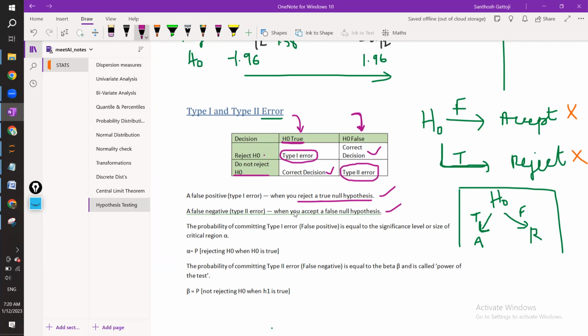Yes, okay. And another scenario is when you accept a false null hypothesis. That means it is actually false, but you are accepting. That is type 2 error. So here you are seeing two words, false positive, false negative. These two I will not discuss now because there is a complete separate topic regarding this.